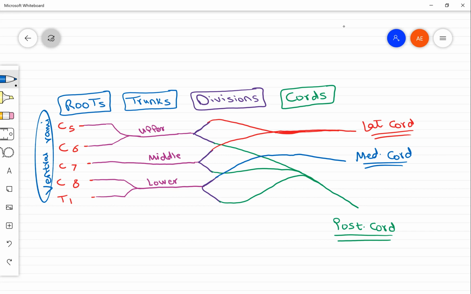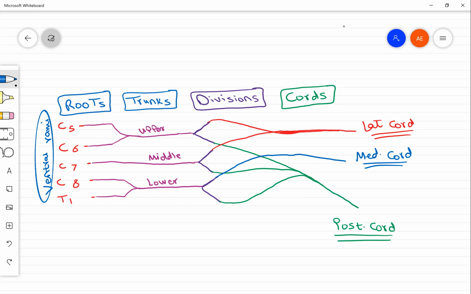Then each trunk will divide into anterior and posterior divisions. The posterior division of each trunk will unite together to form the posterior cord. The anterior division of both upper and the middle trunks will form the lateral cord, and the anterior division of the lower trunk alone will form the medial cord. Okay?